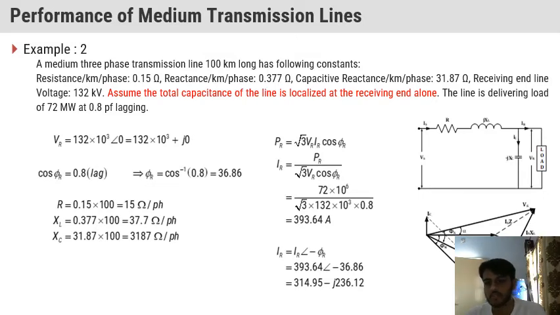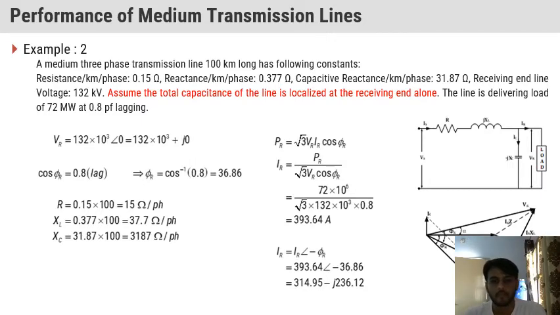We already know the equation PR is equal to root 3 VR IR cos phi r, or you can say you have already heard root 3 VL IL cos phi. So this is similar. Then we calculate IR and we get the IR value. Then by using this IR and cos phi r, we can calculate the rectangular or polar value of IR.